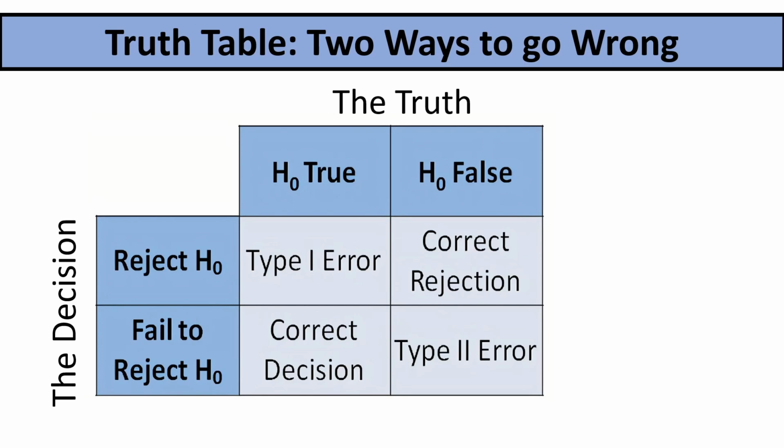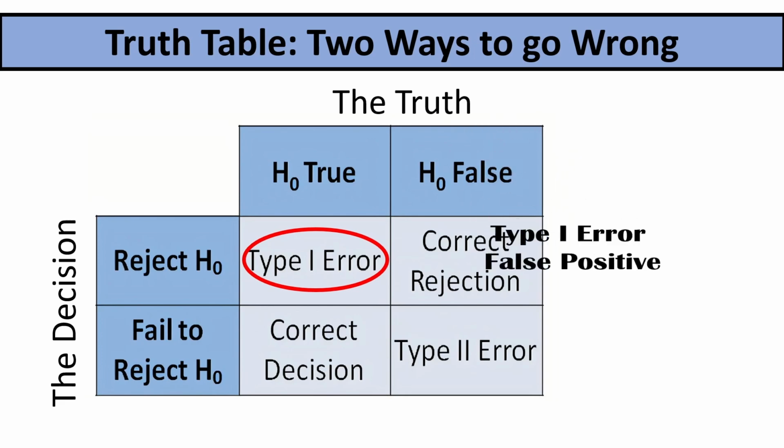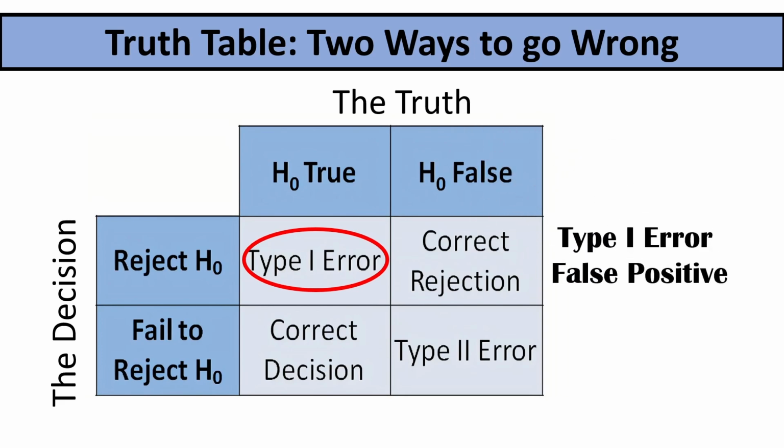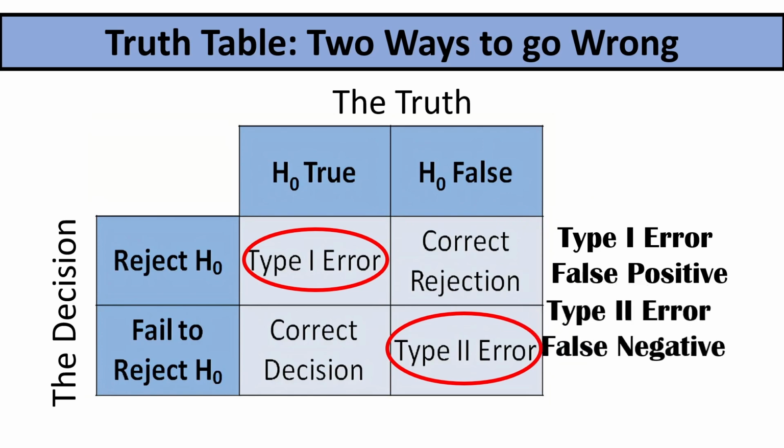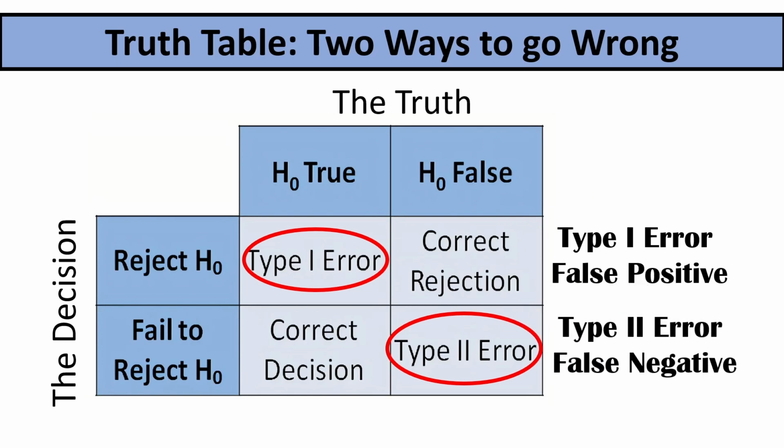So if the null is true, but we reject it by mistake, that's called a type 1 error. Or another way of describing it, it's a false positive. But if the null is actually false and we fail to reject it, that's called a type 2 error, or in other words, a false negative. And so each of these errors has a certain probability of occurring. And so when we talk about level of significance and power of a test, we're really talking about the probabilities that either of these two errors arise.